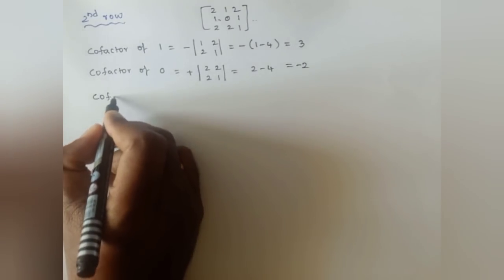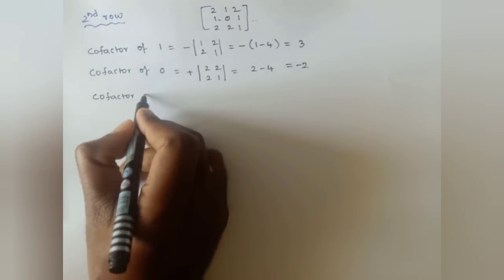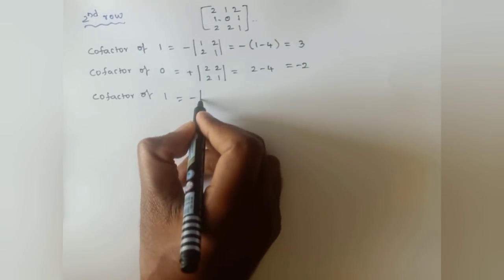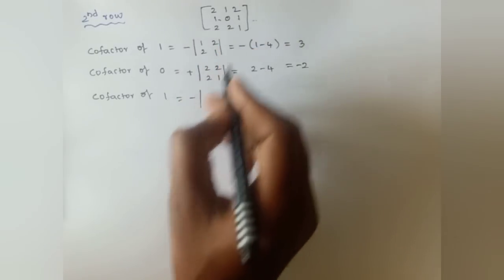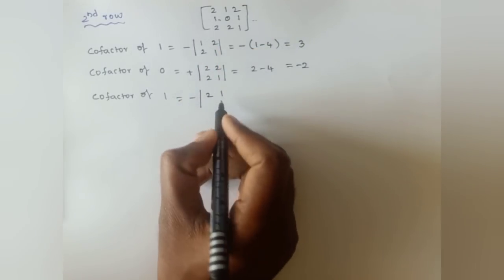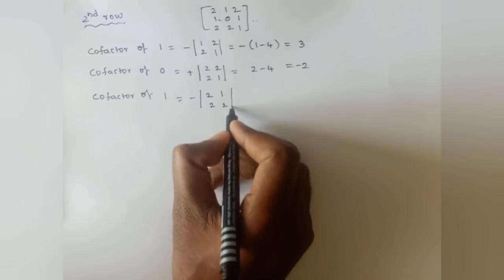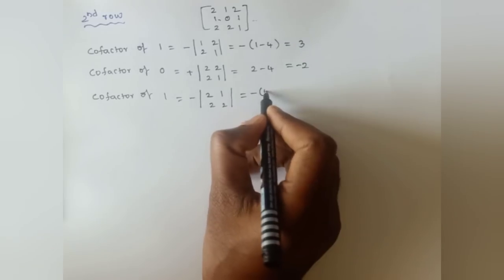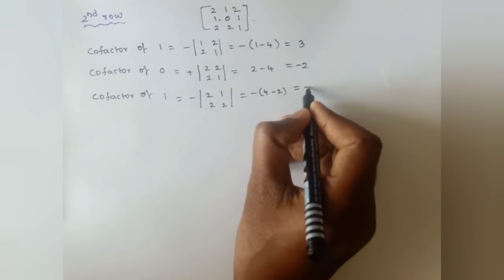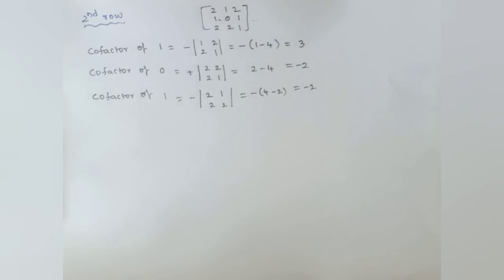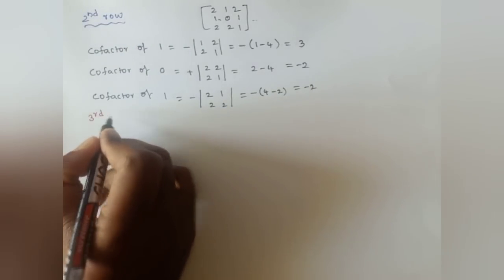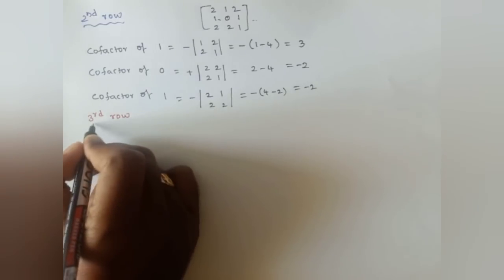And the cofactor of the next element, 1, which has a negative sign. By deleting this row and column, we get the elements 2, 1, 2, 2. Now this is equal to minus of 2 into 2, 4 minus 2, that is minus 2. Next, the third row. Find out the third row cofactors.